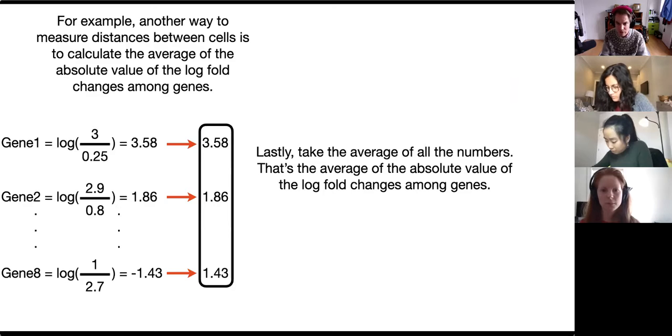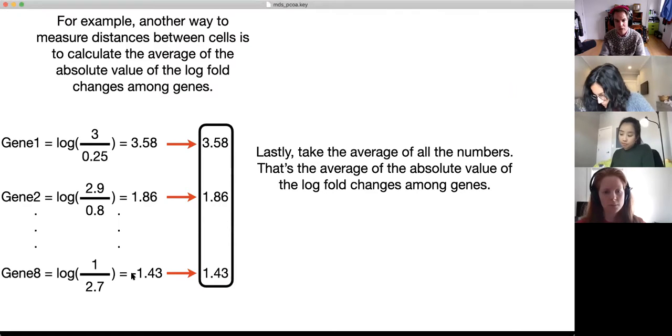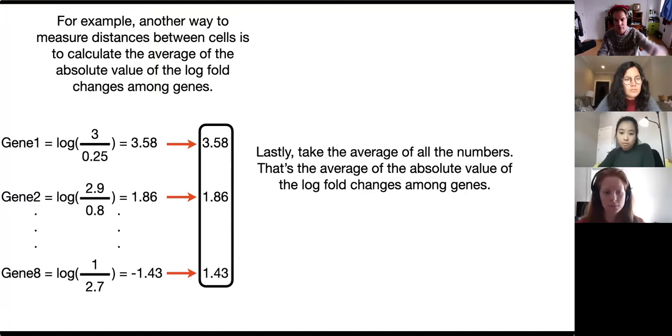Lastly, we take the average of the numbers, and that's the average of the absolute value of the log fold changes among genes. And remember, this is just between cell 1 and cell 2. The average of these values is what we're going to call the distance between these two things. One of the reasons we're taking the absolute values is that we don't want the negative values to cancel out the positive values. We want every distance to be additive, and just make it further and further.